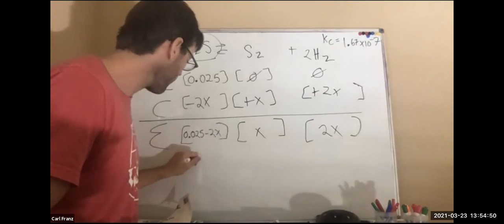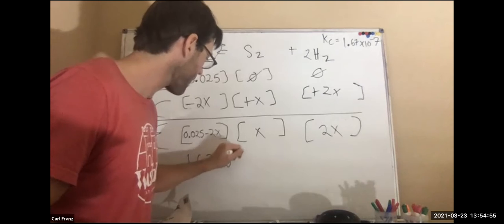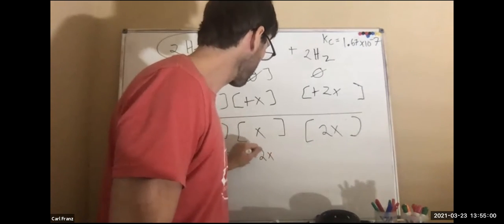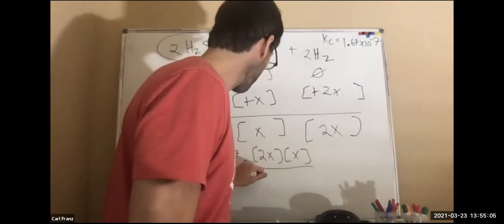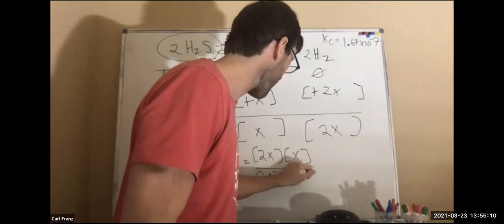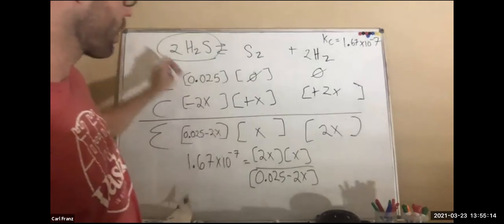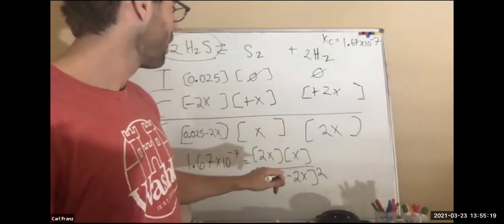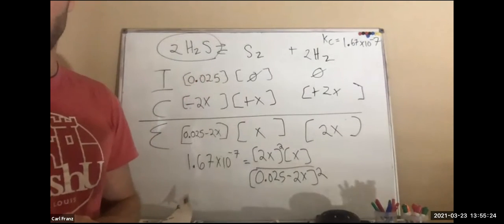Okay, so 1.67 times 10 to the negative 7 equals 2x times x over 0.025 minus 2x. And then put in our coefficients, right? So 2x squared. I think we're good.